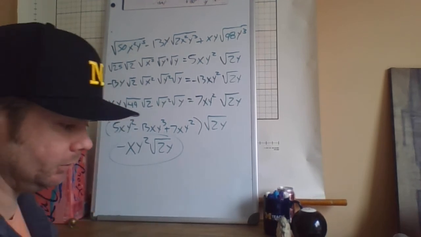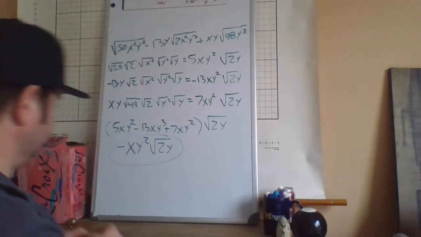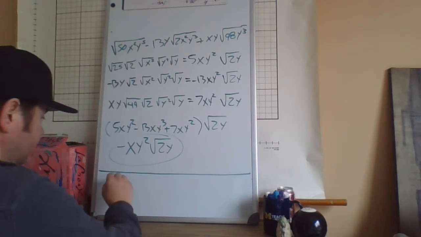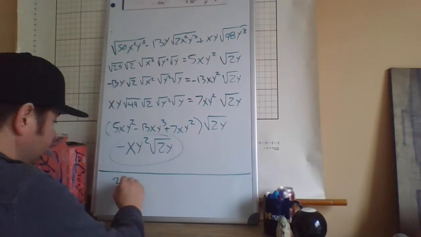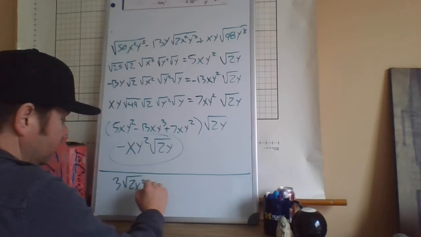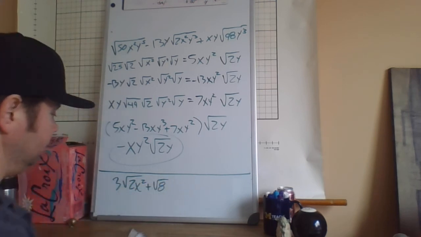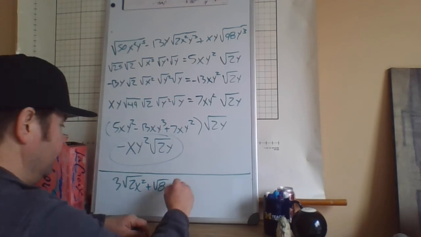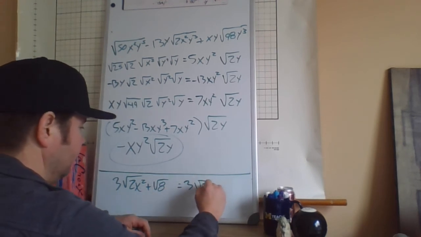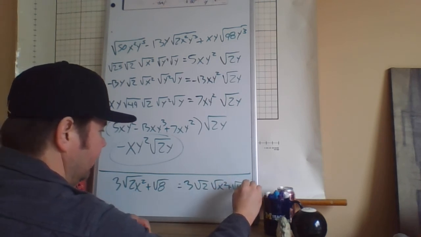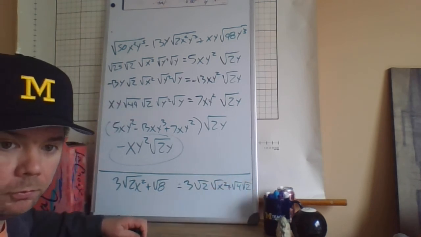Last one. Last one actually goes pretty quickly. I can just do the last one under here. Okay? It says 3 times the square root of 2x squared plus the square root of 8. Cool. We know what to do. Simplify, simplify. This is going to be 3 times the square root of 2 times the square root of x squared plus the square root of 4 times the square root of 2.